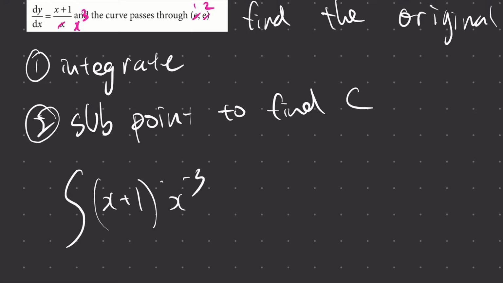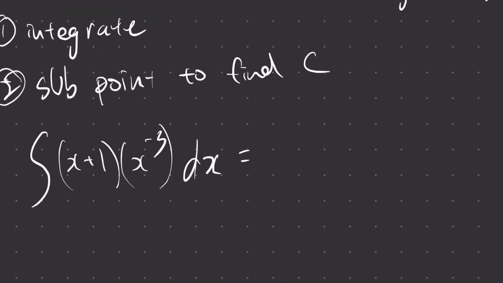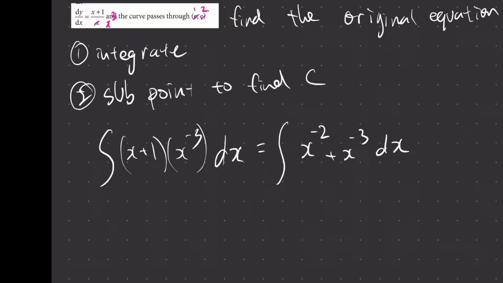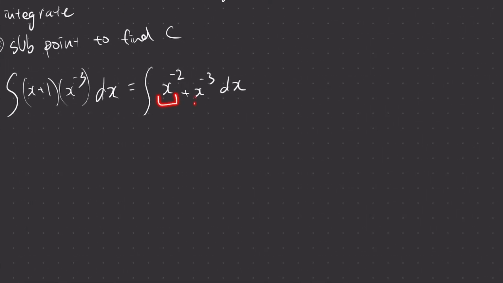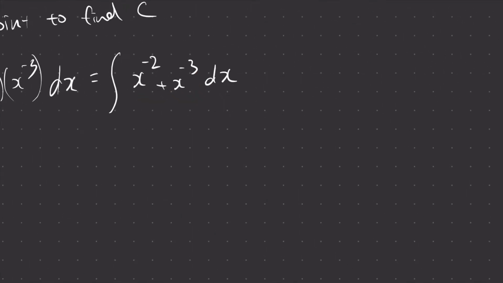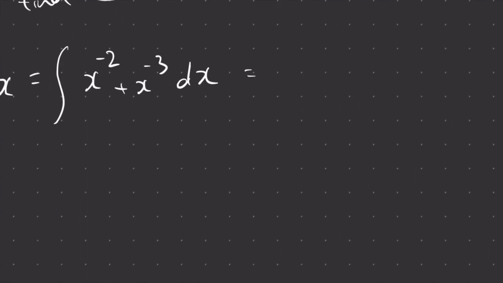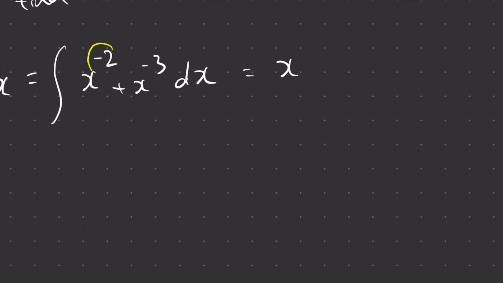Since x cubed is in the bottom, I can put it as x to the power of negative 3, based on the exponent rules. And then I can expand like this, right? So if I distribute, what's going to happen is integrating x to the power of negative 2 plus x to the power of negative 3 dx, like this, yes? Now this is just a polynomial, so how do I integrate? If I integrate this, it's going to be x to the power of negative 2, so negative 2 plus 1, power plus 1.